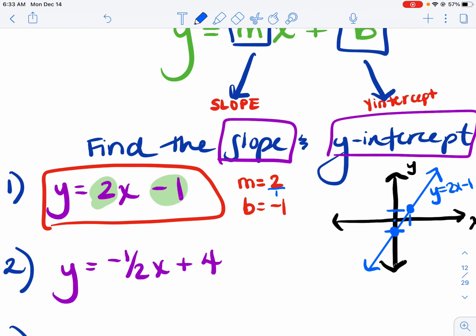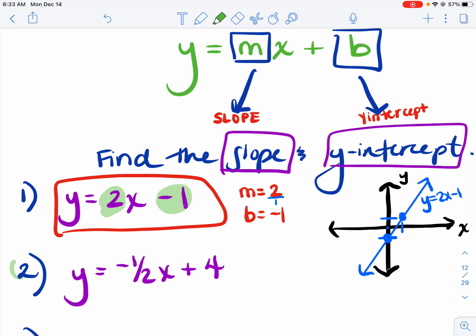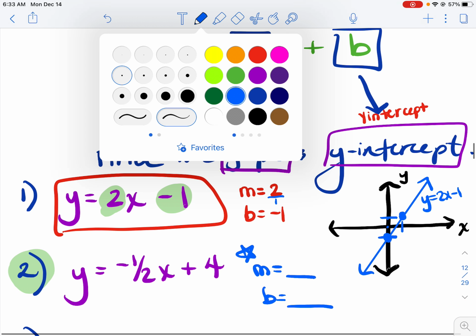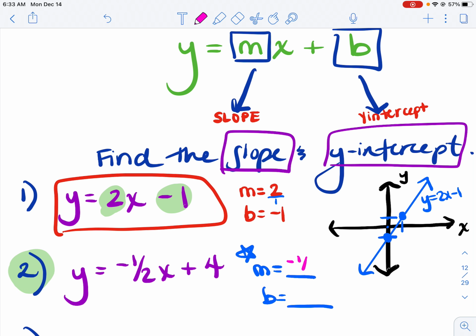So why don't you guys try this one now, number 2. y equals negative 1/2 x plus 4. So what's our m here, and what's our b? Okay, so when you fill this in, our slope is negative 1/2, and our b is 4.